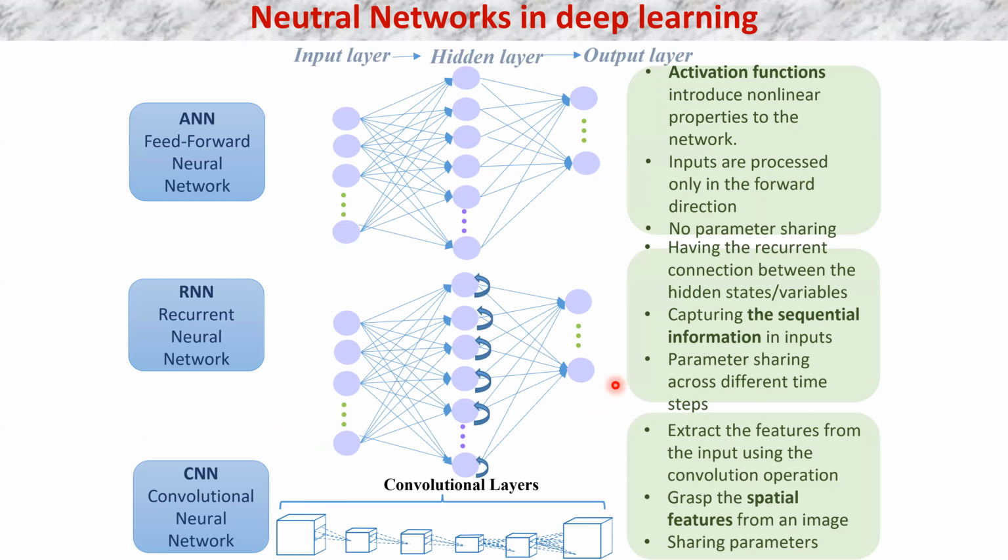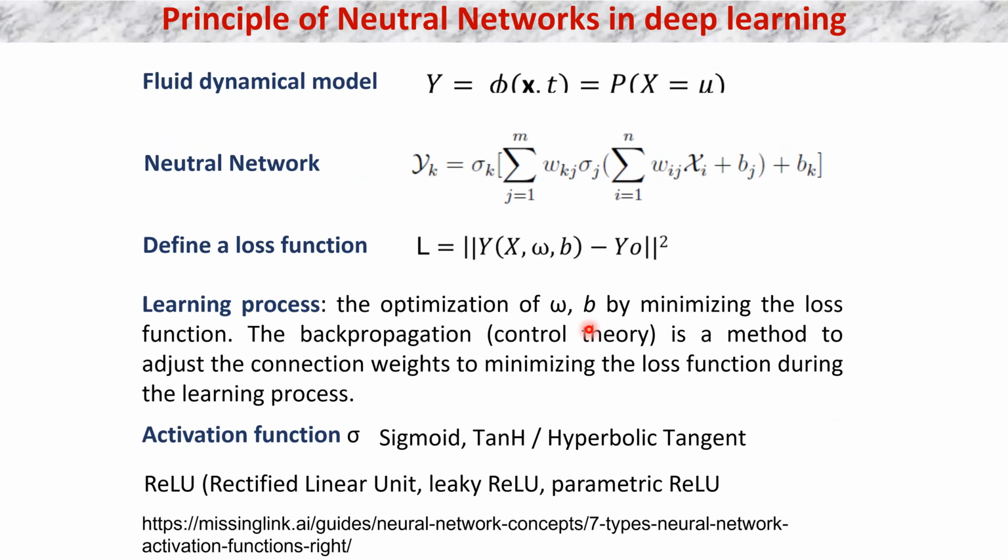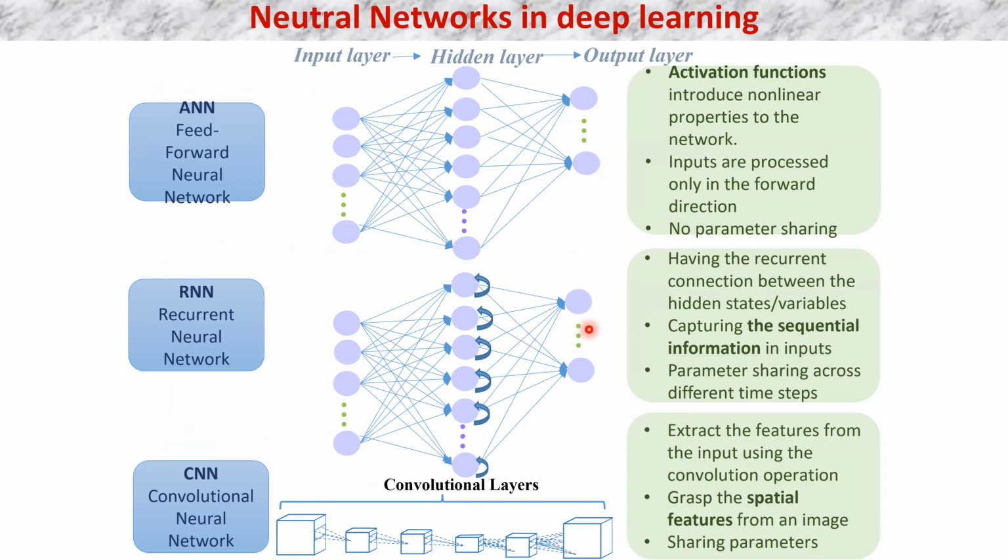There are three classes of neural network: feed forward neural network, the recurrent neural network, and the convolutional neural network. The RNN is really good at capturing the sequence information in the data set, so in other words it's good for real-time predictions. The CNN, convolutional neural network, can catch the spatial distribution features. If you combine them together, it will catch the spatial and temporal distribution.